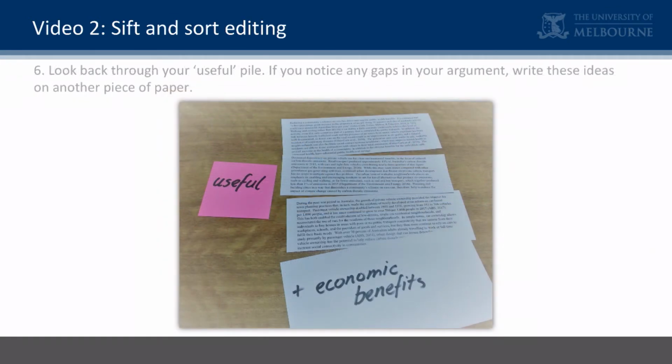Once you've sifted all your paragraphs into these two piles, look back through your useful pile. See if you can find any gaps in your argument and write these ideas on another piece of paper. The topics of these paragraphs include an analysis of the negative impacts of reliance on private vehicles and the environmental and health benefits of other modes of transport. But we've realised we have not included any analysis of the economic benefits.